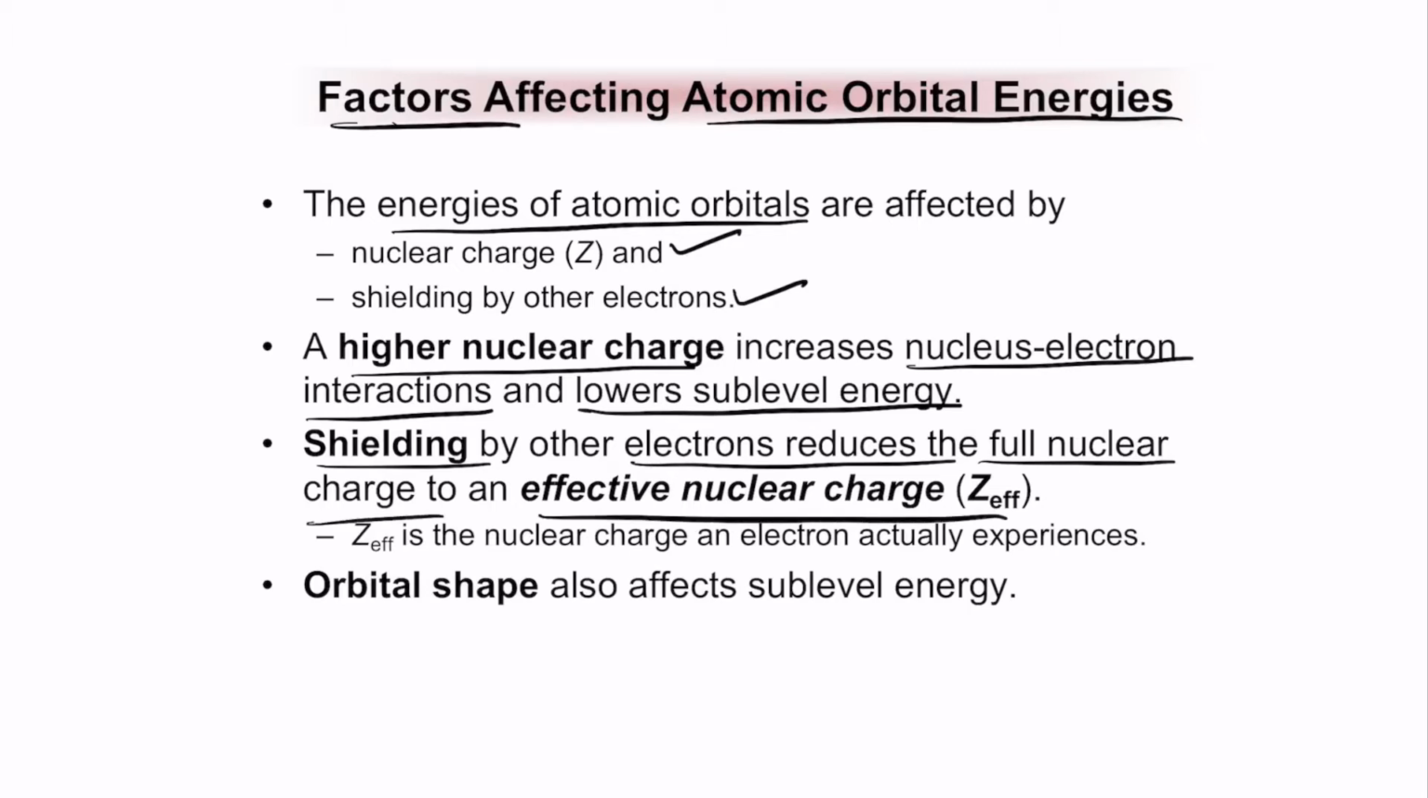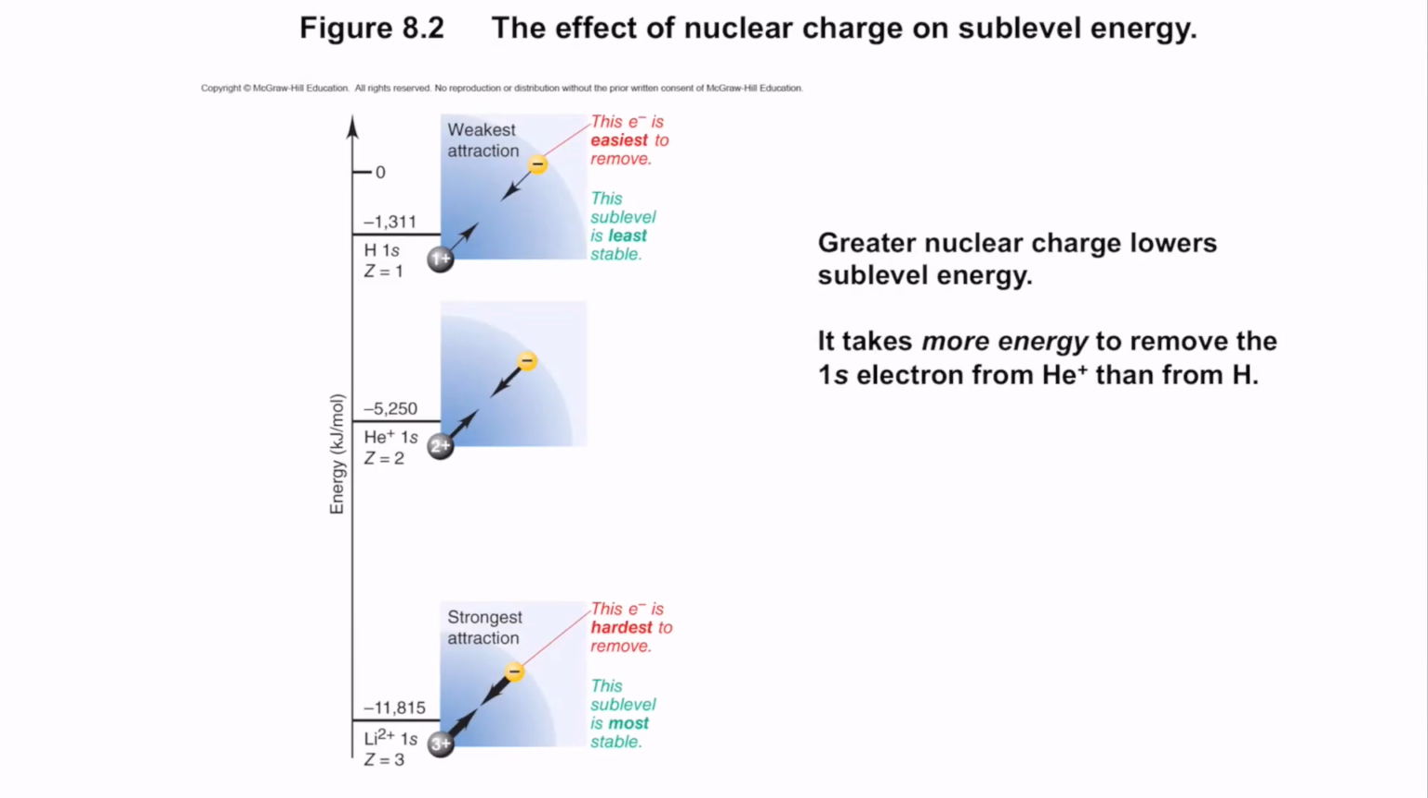Think of it like one electron blocking the other. That reduces the amount of effect the nuclear charge has on the electron. This effective charge is the nuclear charge on an electron that it actually experiences, because there are other electrons that are taking more of the hit. The other factor that can affect the atomic orbital energy is the orbital shape, which also affects the sublevel energy. So let's start with the effect of nuclear charge. Let's say you have a single electron in the first orbit.